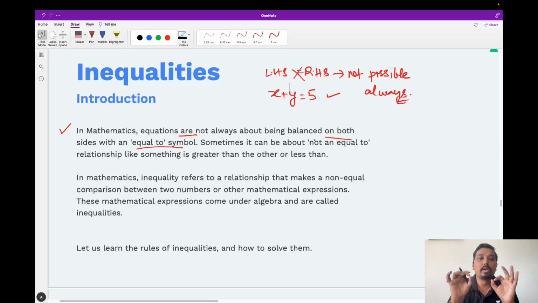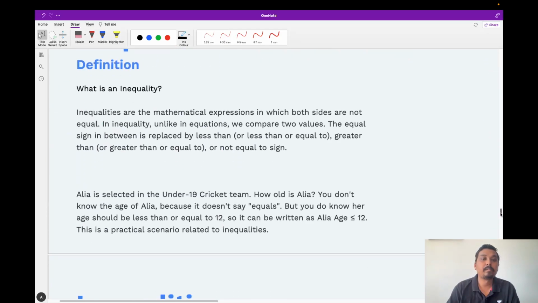See the word inequalities. So it is not going to be equal. Your left hand, your right hand is not going to be equal. It is always going to be unequal. Another basic layman term, if I can use it, this is the most basic definition that I can tell you. Inequalities are mathematical expressions in which both sides are not equal.